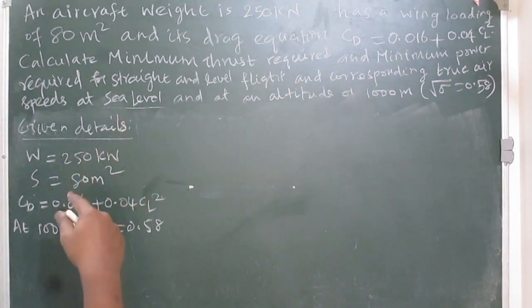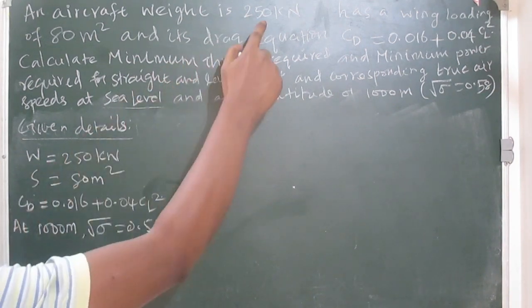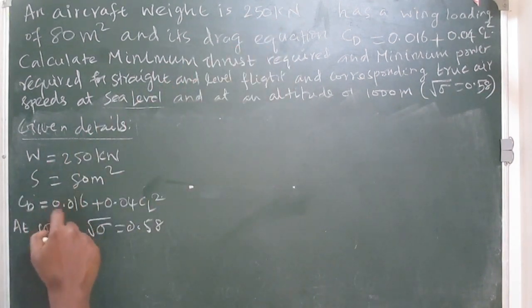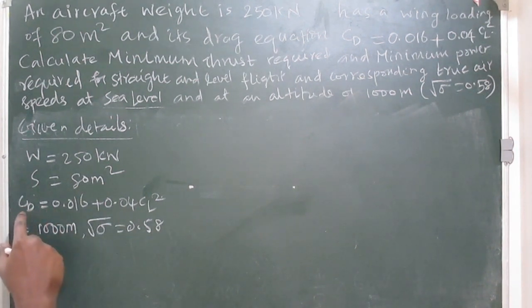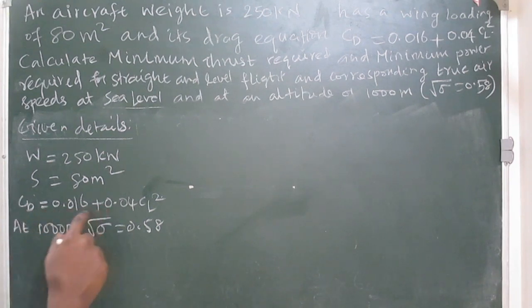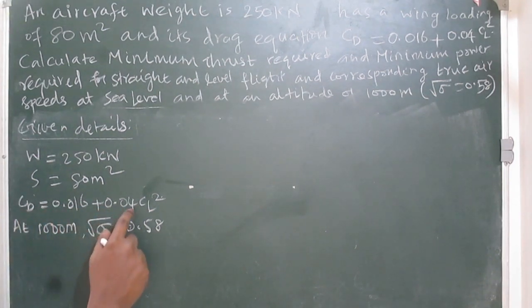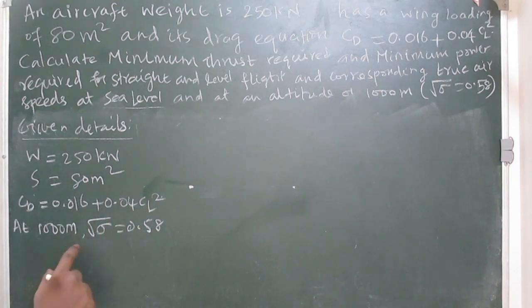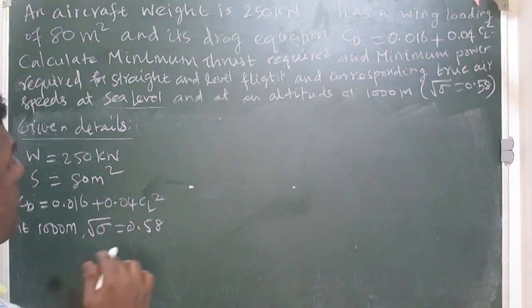So now let us see the given data. W equal to 250 kilonewton, and wing area is 80 meter square. CD is the drag polar equation, which generally will be given by the aircraft manufacturer: 0.016 plus 0.04 CL square. At 1000 meter, root sigma equal to 0.58, where sigma is nothing but rho by rho naught. We will see how we can use this data.